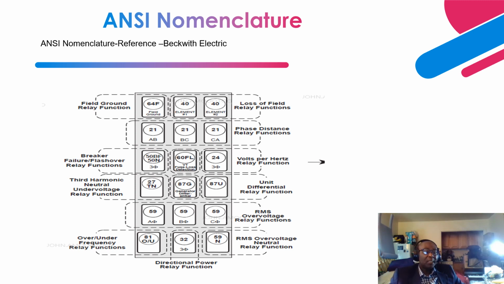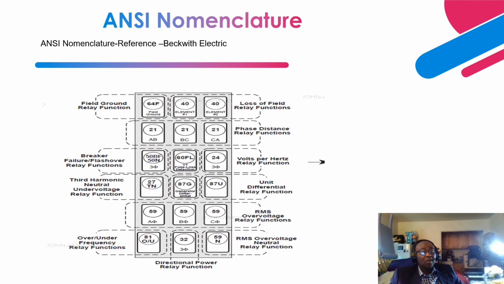Next is 27TN, and 27TN is the third harmonic relay, undervoltage third harmonic. 27 means it is an undervoltage relay. This relay is utilized to complement the high impedance grounding relay 59G or 59N, which detects ground faults at the stator.